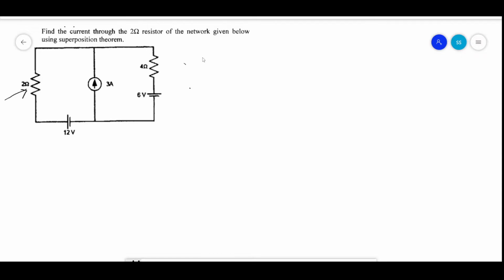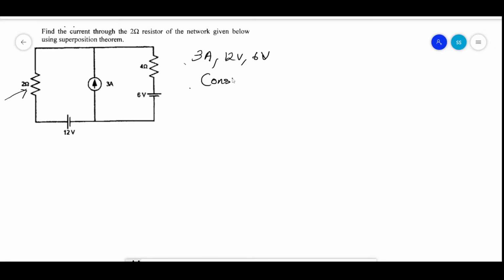So how many sources do we have? We have a 3 ampere source, a 12 volt source, and a 6 volt source. Each source needs to be considered separately, and as we consider each source separately, we need to analyze the circuit separately each time. First, we consider the 3 ampere source.